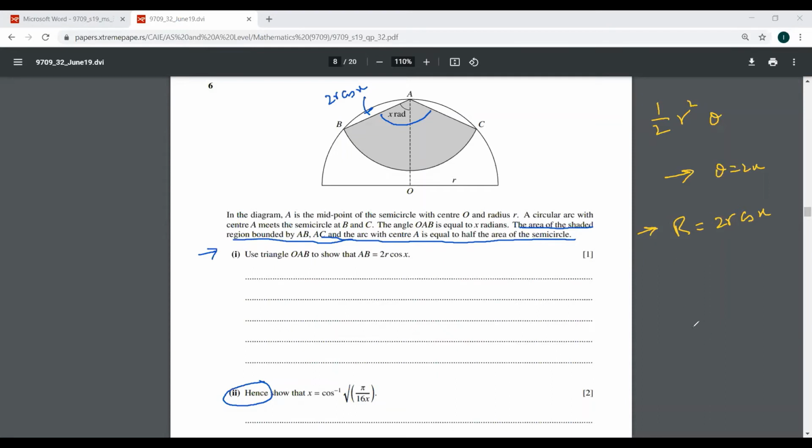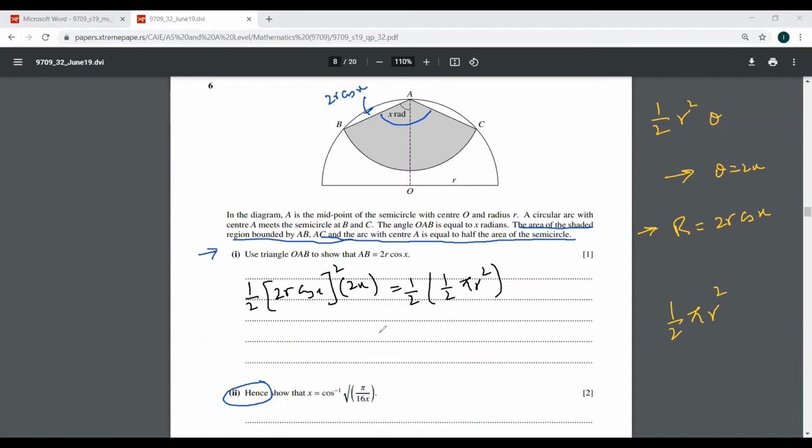And then what is the area of a semicircle? Half pi r square. So it says the area of the shaded region is half the area of the semicircle. So we can say that this half 2r cos x square into 2x, that is half r square theta, that is half of the half pi r square.